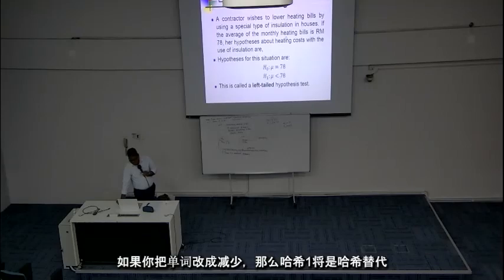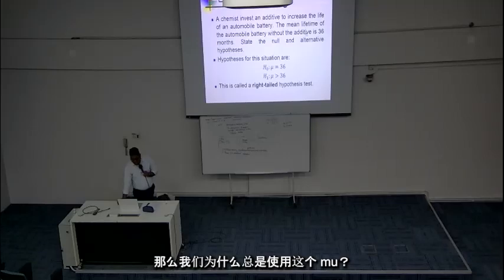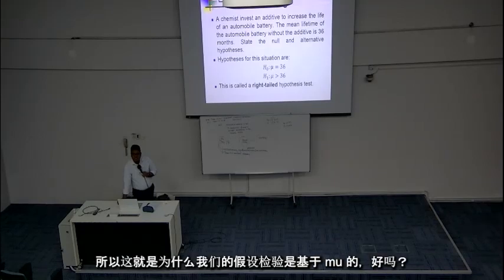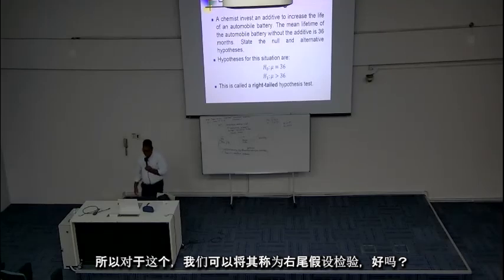If you change the word to decrease, then the H alternative will be mu is less than 36. Why do we always use mu? Because they mention the mean lifetime, and the mean is mu, so our hypothesis test is based on mu. For this one, we can call it a right-tail hypothesis test.